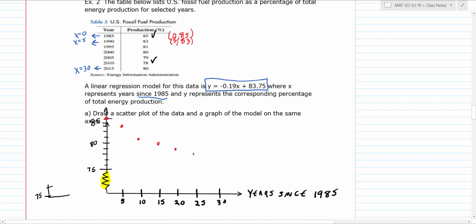And then the next data point is 78. And then 30 years later, you're back up to 80. Okay, now that's not a perfect line, but what this is here, we're going to learn how to use our calculator to get what we call a line of best fit. That's called a linear regression. So we're going to call that a line of best fit.